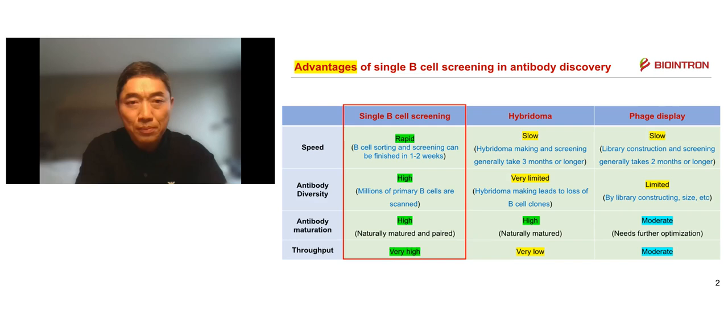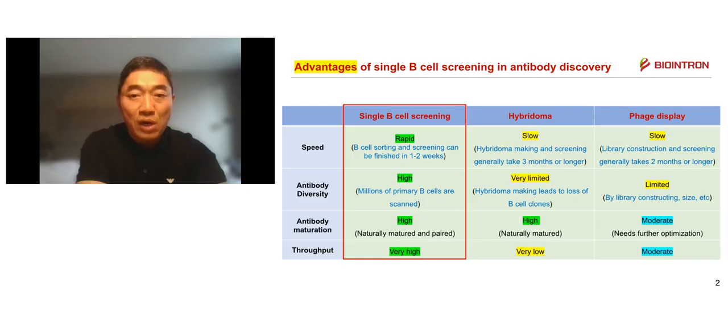Secondly is antibody diversity. For me at least, I care about antibody diversity very much at the very early stage. With hybridoma, as I said, you may lose plenty of B cell clones, or in many cases most of them. So you have to find the best one from the remaining B cell clones. That's why its antibody diversity is very limited. This is fine for routine antibody discovery cases, but not for projects where advanced function is required. Phage display is kind of better, but still very limited by library construction and library size.